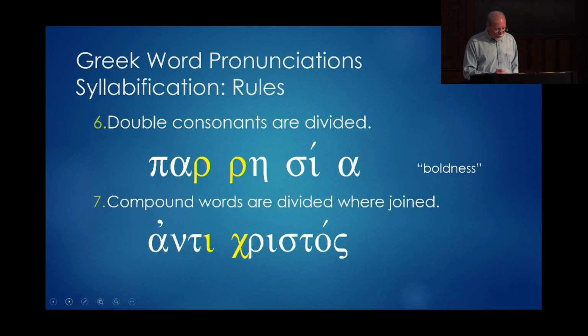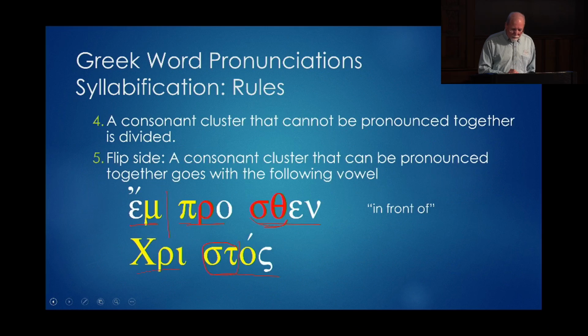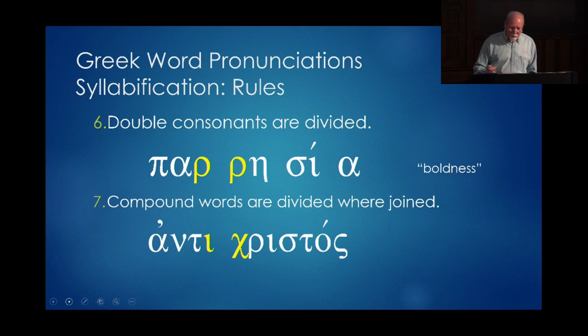Double consonants are divided. Did I miss one? Yeah. Consonants that can go together do go together. Okay. Double consonants are divided. So we have ro and ro. So that just forms a natural division there. So this is par, re, si, and this is the accent, so we hit that one. Paresia, paresia, boldness, clearness, something like that.